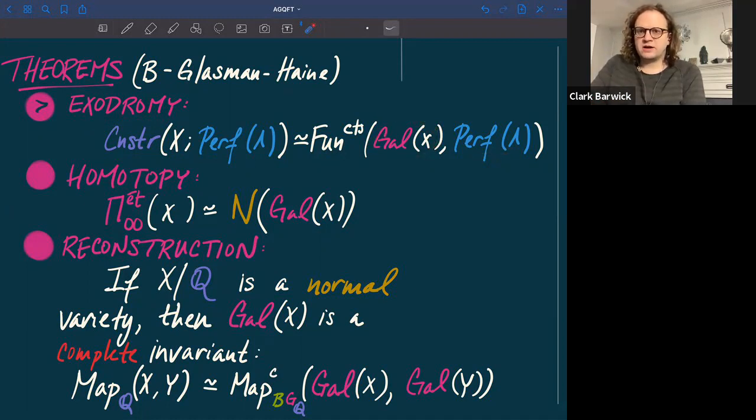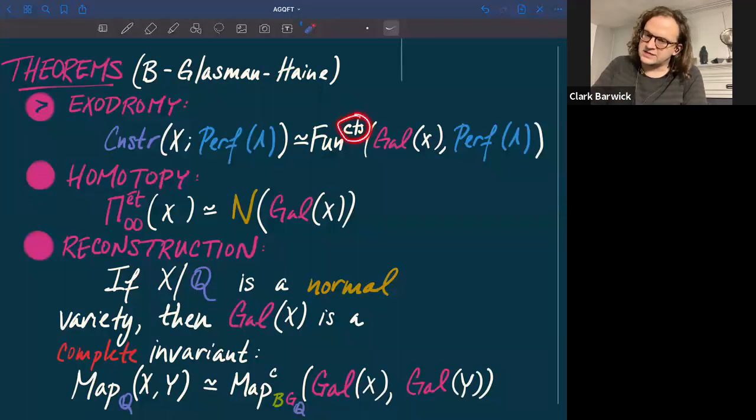So what's the functor here? Well, if I have a constructible sheaf on X valued in perfect Λ-modules, then for any geometric point, I can take its stalk. Right? And that's actually functorial in the Galois category. And so that actually defines for me a continuous functor here. And so that's telling you what the functor is going in this direction. And the theorem is that this is actually an equivalence of categories. So this is the sense in which constructible sheaves really just form a functor category.